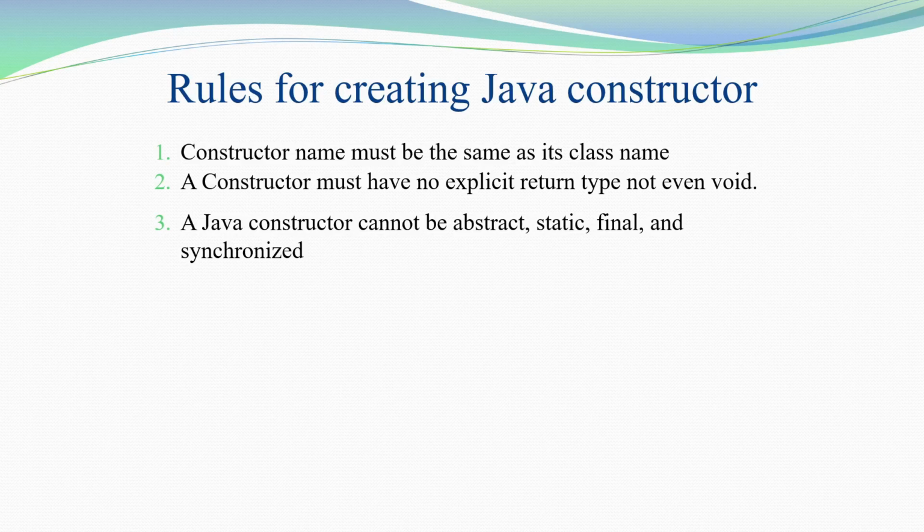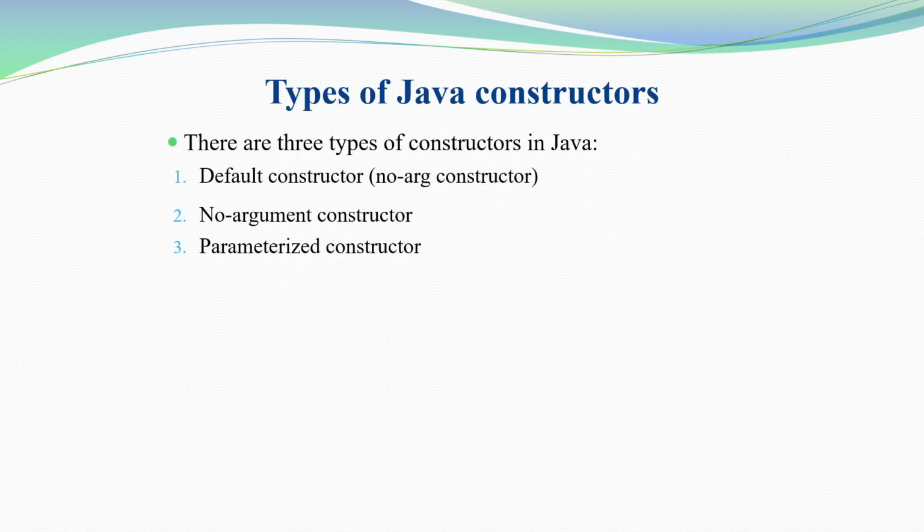Now let's see what the types of Java constructors are. There are three types of constructors. There are actually two types of constructors, but furthermore, with a developer and compiler differentiation, there are mainly three types of constructors. That is the default constructor. Even though it is a default constructor, it is a kind of no argument constructor. It's quite tricky, but no issues, it's very simple to understand. No argument constructor and parameterized constructor. These are the three different types of constructors available in Java.